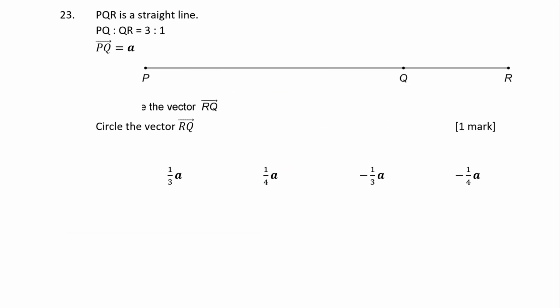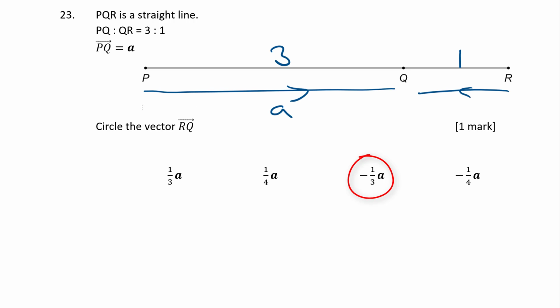Question 23. PQR is a straight line, and we're told that the ratio of PQ to QR is in the ratio of 3 to 1. Which basically means this part of the line is 3 times bigger than this part of the line, isn't it? And we know that P to Q is the vector A. So what is the vector R to Q? P to Q is the vector A, so this vector here is A. Now R to Q, this vector, is going in the opposite direction to A, and it's a third as big as A. So it's going to be minus 1/3 of A.